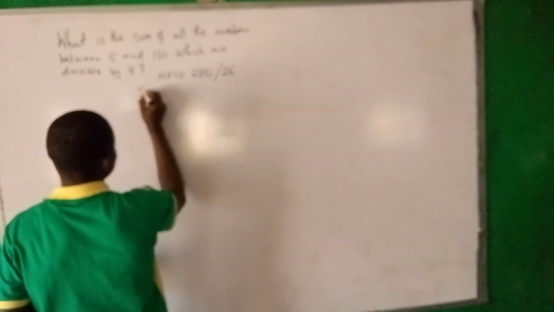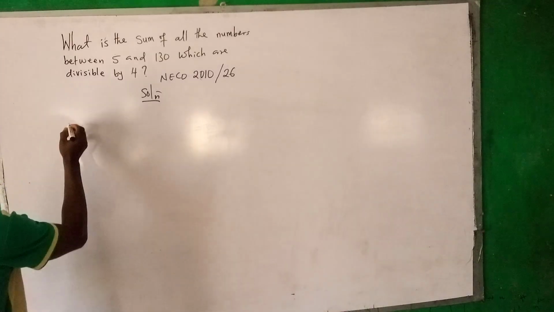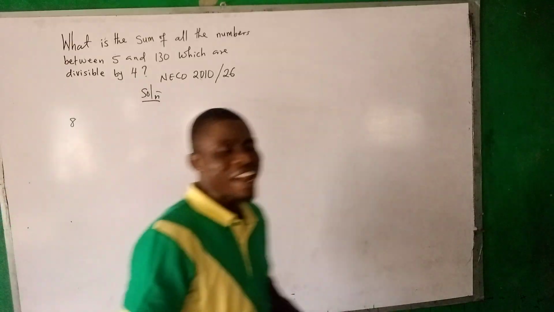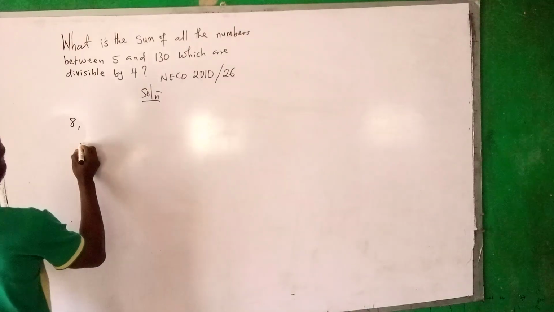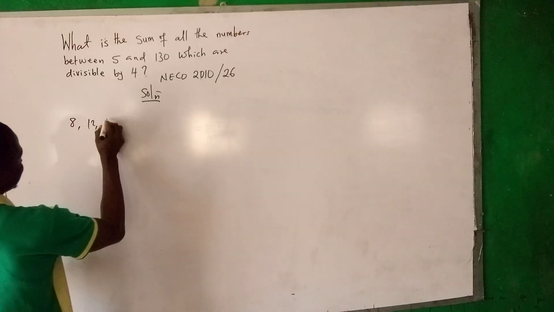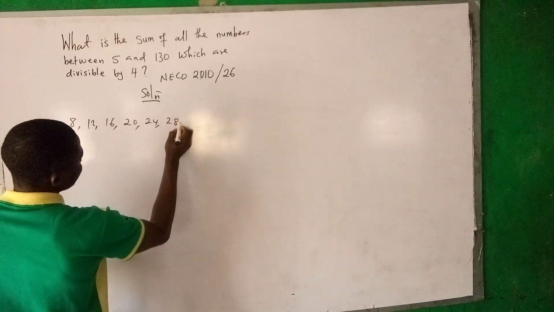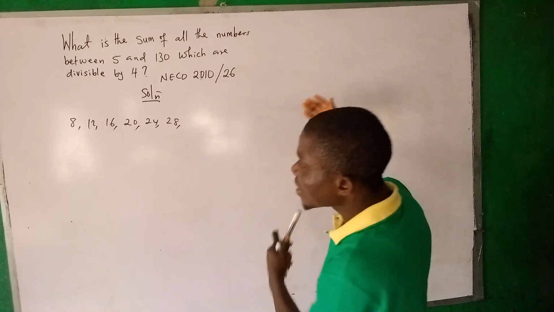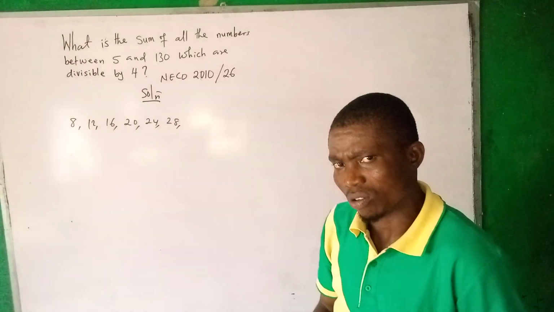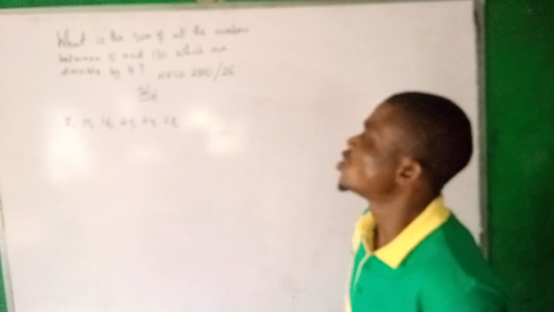Okay, let's start with the solution. If I have the first number, we should start with what? 8, right? It will start with 8. If I leave it to some of you, you begin to count 8, then 12, then 16, 20, 24, 28, and so on. If you begin to count like this, at a point you get confused in the examination hall, and then you still have to add them. It's boring. So let me teach you the easiest way to solve this particular question.